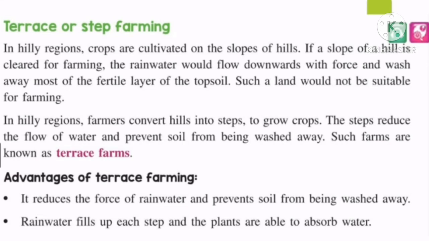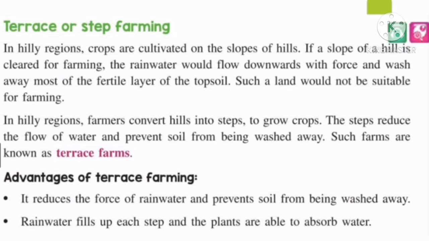Dear class, if crops will be grown on the hills, right? So when we apply water to it, the water will come to the downside and the soil will also get eroded. So to prevent this, what farmers do is make a step-like structure that you can see in your book, or you will see in the next slide. You will see the picture of step farming or terrace farming.